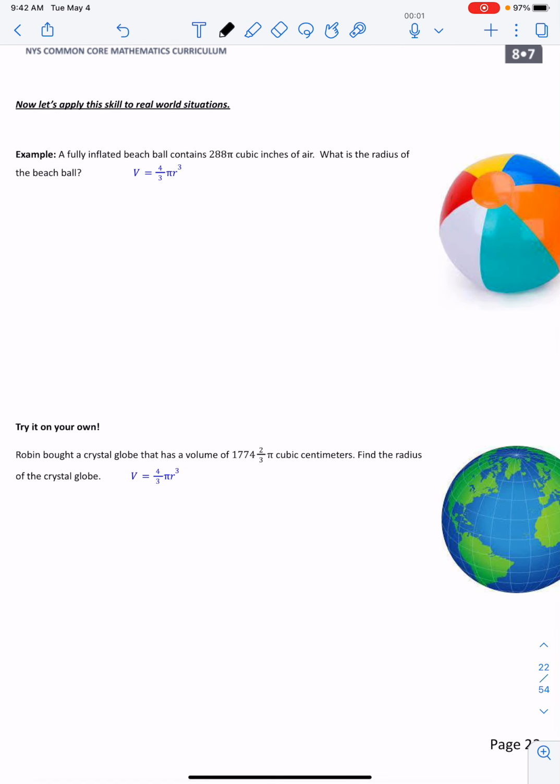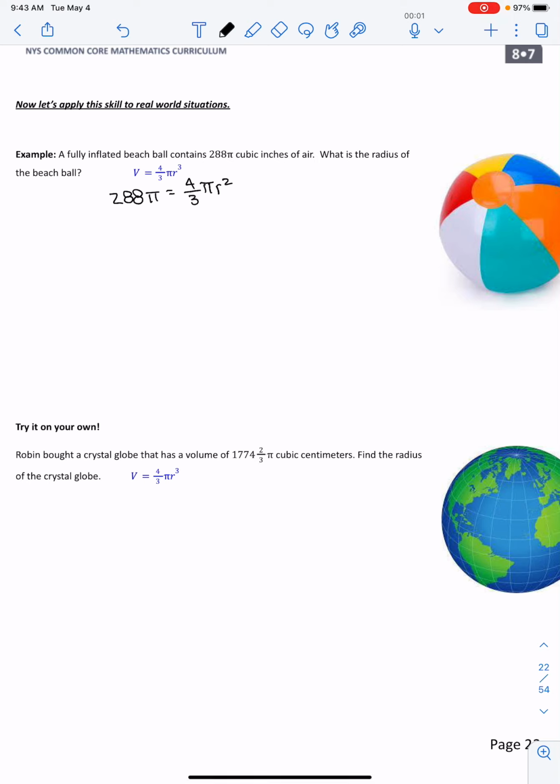All right, next we have, ooh, look at this, nice pretty colors. All right, so it says, now let's apply the skill to real-world situations. A fully inflated beach ball contains 288 pi cubic inches of air. What is the radius of the beach ball? Well, here's what we need to do. We have our formula, which is volume equals 4/3 pi r squared. So we need to replace our volume with 288 pi, and that's going to equal 4/3 pi r squared.